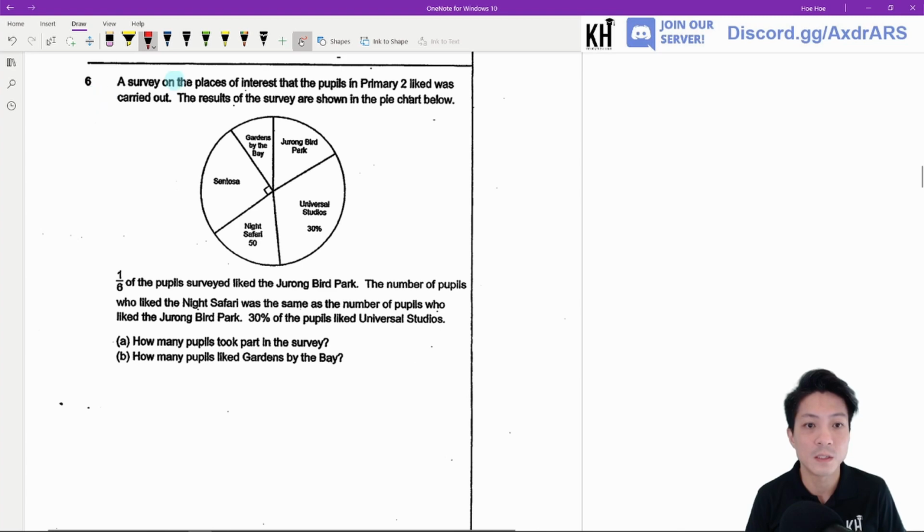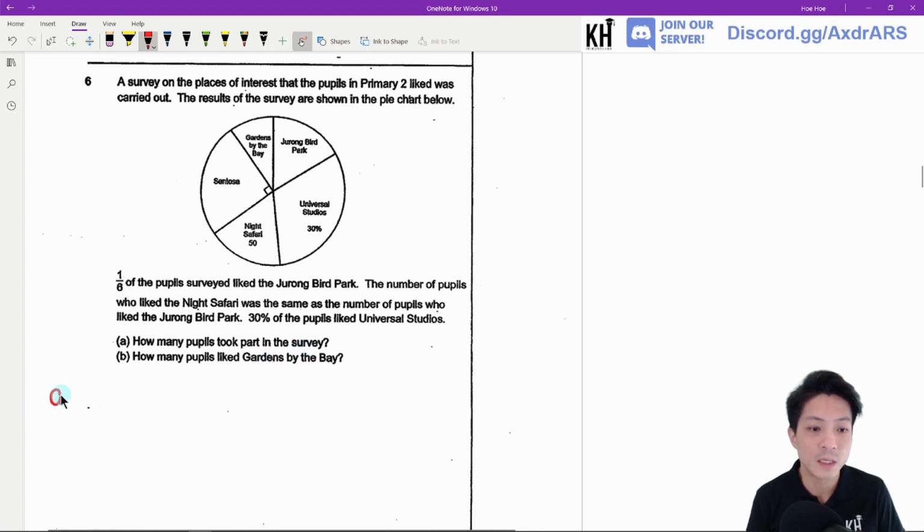Okay, question 6. A survey on the places of interest that the pupils in P2 liked was carried out. The results of the survey are shown in the pie chart below. 1/6 of the pupils surveyed like Jurong Bird Park. So Jurong Bird Park is 1/6. The number of pupils who like Night Safari is the same as the number of pupils who like Jurong Bird Park. Okay, 30% of the pupils like Universal Studio. So how many pupils took part in the survey?